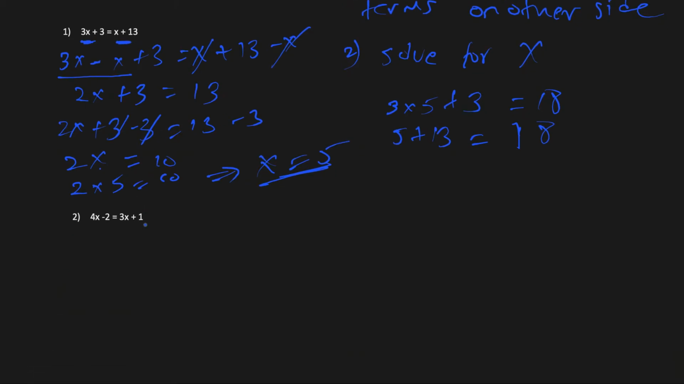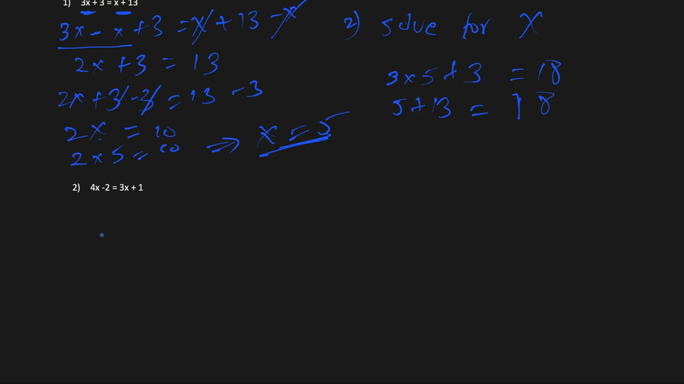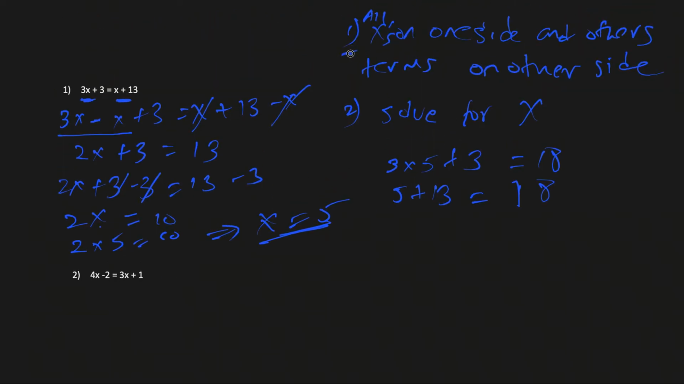Alright, let's look at another example, which is 4x minus 2 equals 3x plus 1. The first step is to bring all the x's, or any other variable. In this case we have x, but in some equations you will see y, z, a, b, c, something like that. But in general this means bring all the x's on one side, or the second way of saying it is all the like terms on one side and the other terms on the other side.